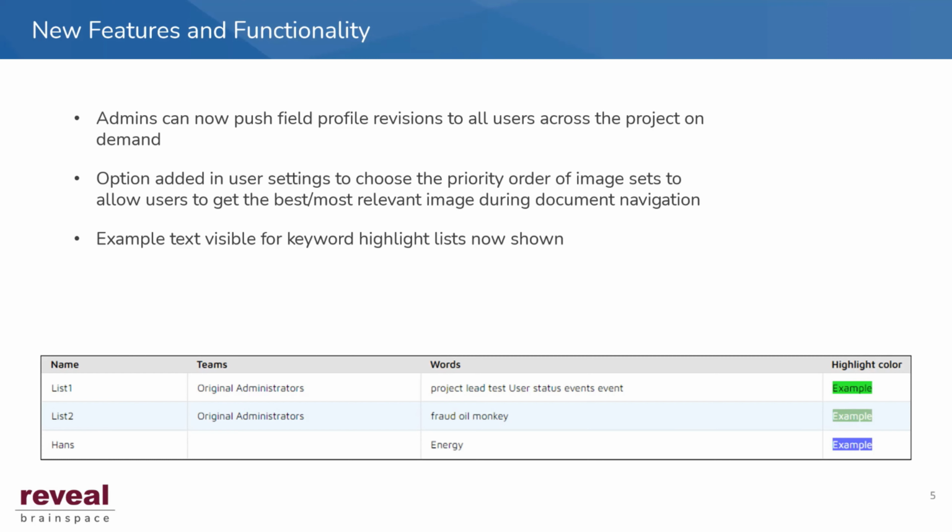A common challenge in projects utilizing multiple keyword highlighting lists is making sure the colors selected are distinct enough for document reviewers. As you can see in the screenshot below, we added an example of how keyword highlighting will appear in the document review interface. This update allows administrators to see all the colors used for highlighting with a quick glance.